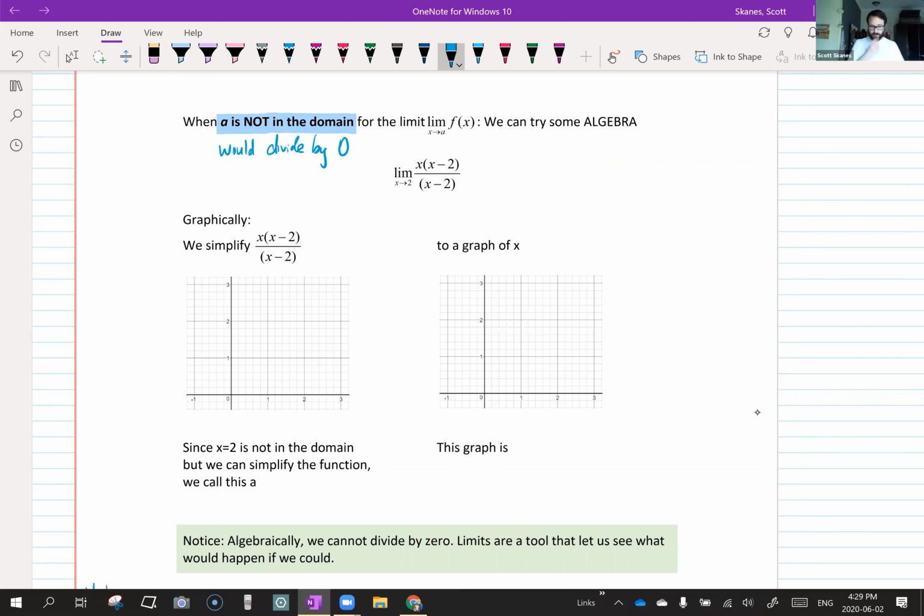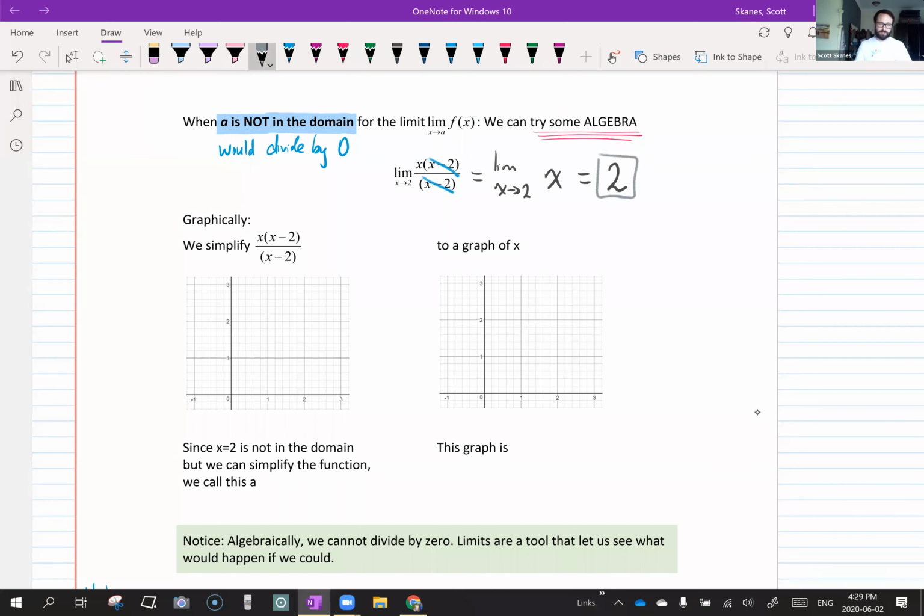So a case where we would divide by 0, we can sometimes fix it using algebra. That shouldn't be a surprise because I told you way back in the beginning of the class that we're allowed to cancel things that would make holes, okay? Look at this function, x minus 2 over x minus 2. Now, if we just cancel that directly, let's try the limit of the new function. What's the new function? The new function is just x. Can we put 2 into that? Of course we can.